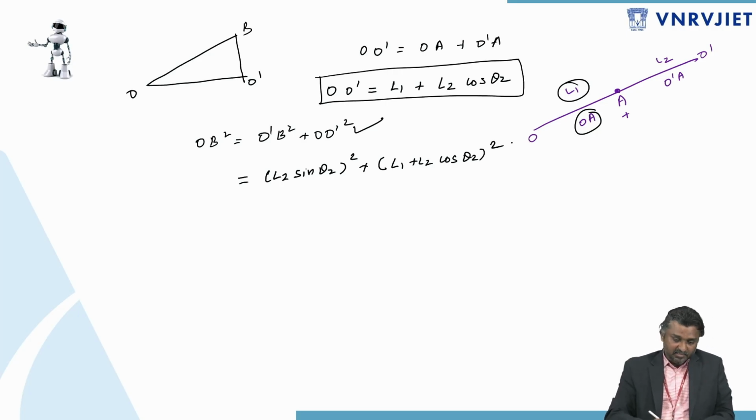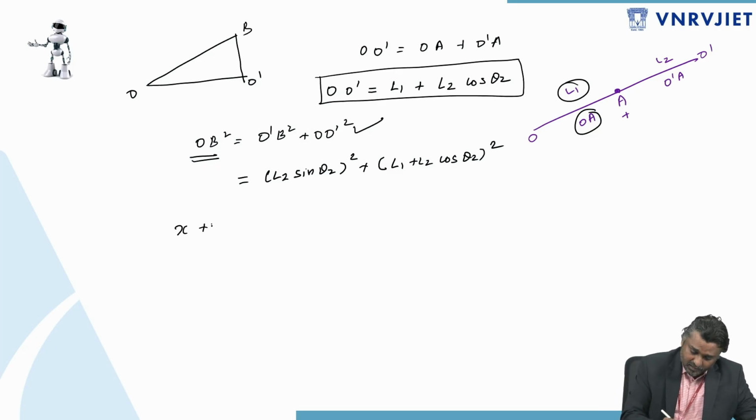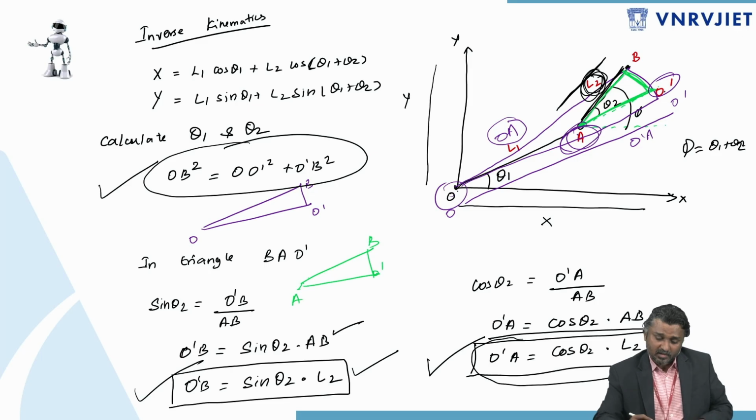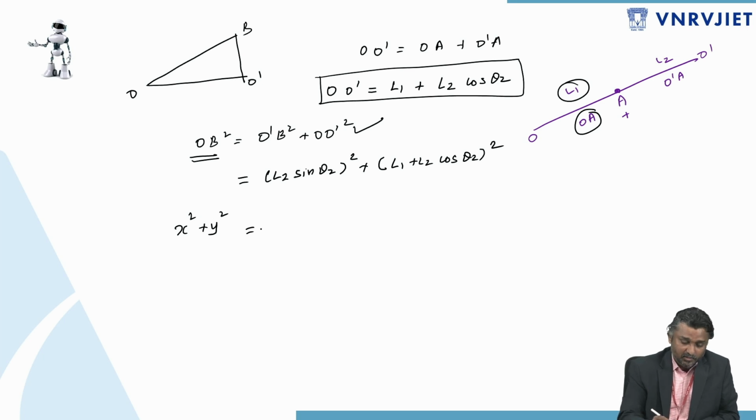And after that, what is the OB square? OB is the X plus Y term, so X square plus Y square. For OB we are considering the X distance and the Y distance. So X square plus Y square is equal to L2 square sin square theta 2 plus (A plus B) whole square form. Okay, A square plus B square plus 2AB.